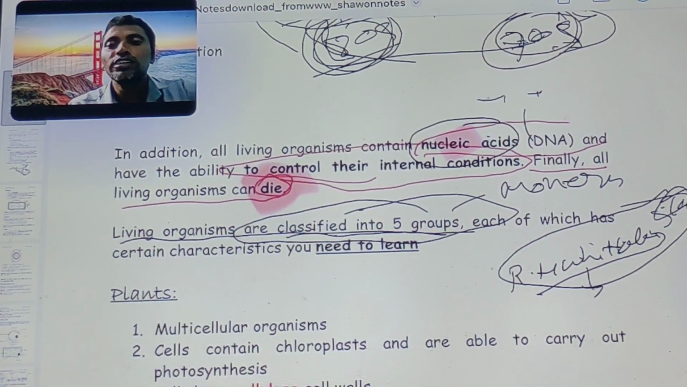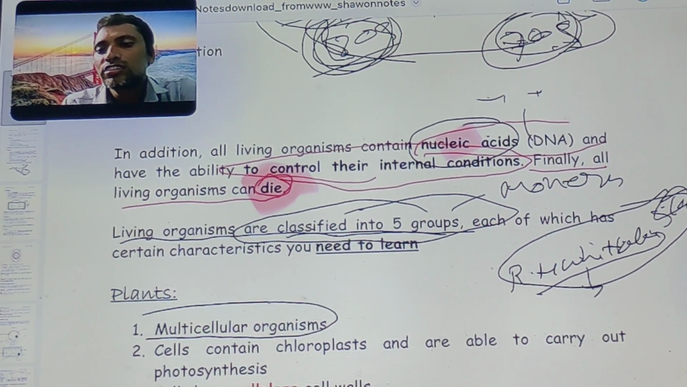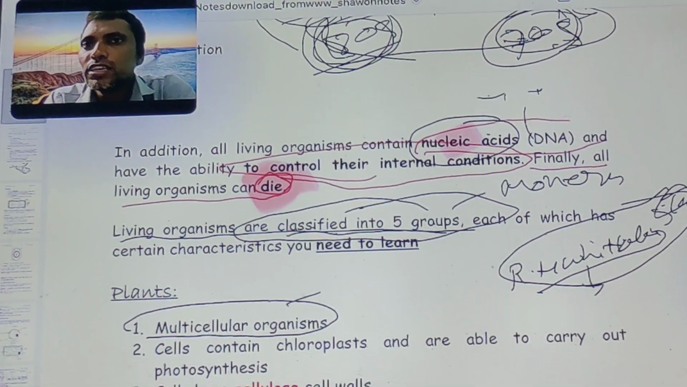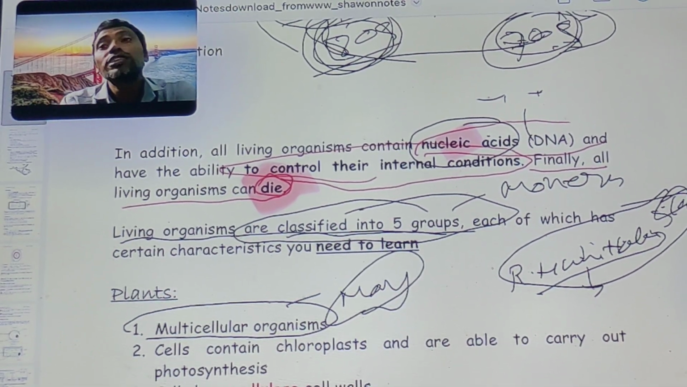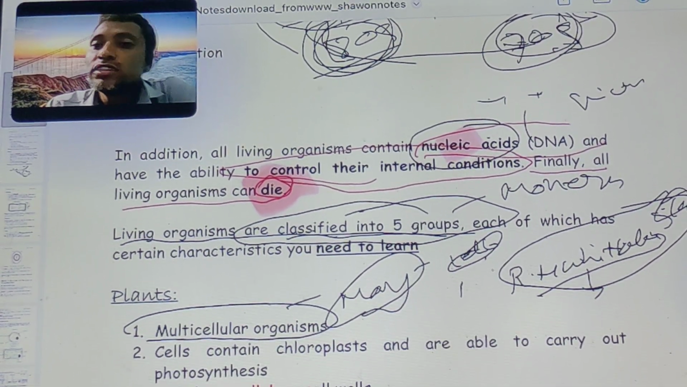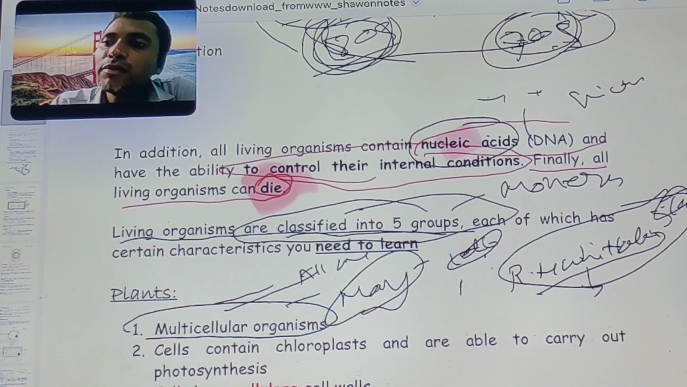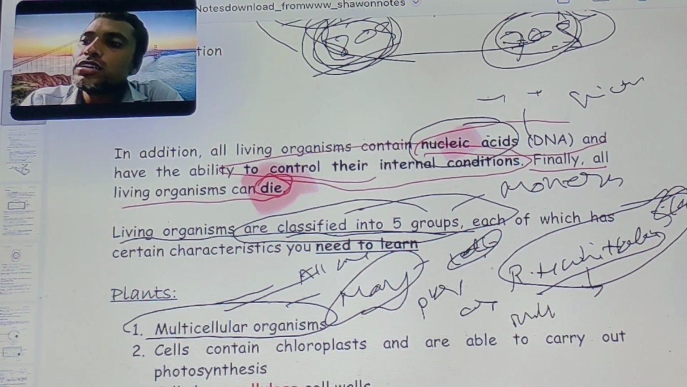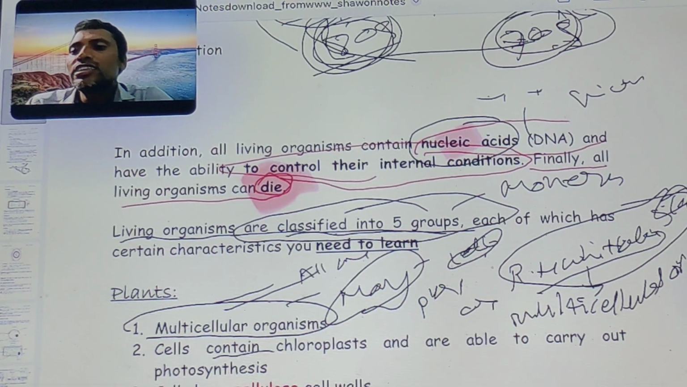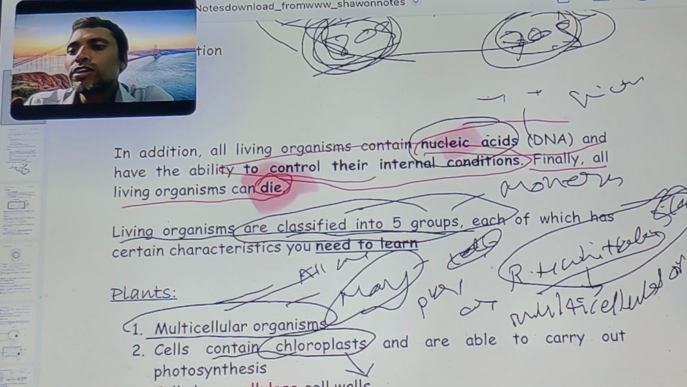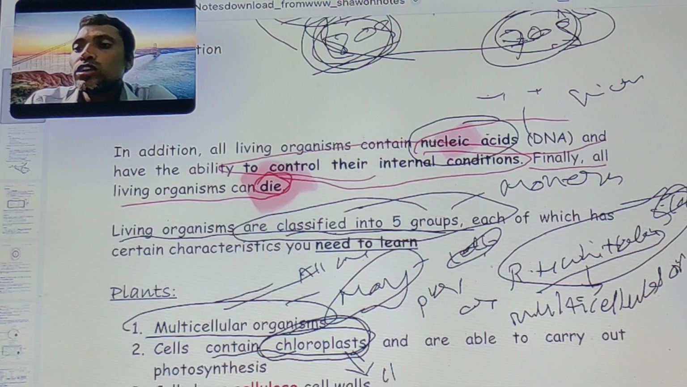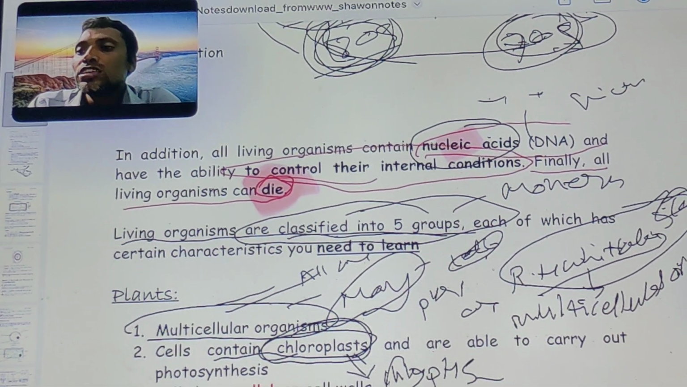Plants are all multicellular organisms. Multicellular means many cells, while organisms with only a single cell are unicellular. The cells of plants contain chloroplasts. What is the function of chloroplast? Inside the chloroplast is the chlorophyll pigment. This is photosynthesis, by which they prepare food.